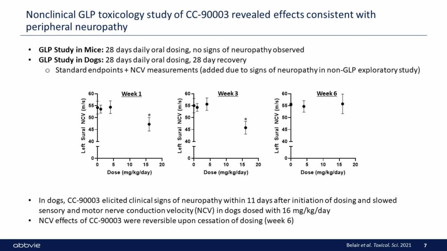And in addition to the clinical signs, the nerve conduction velocity of the sensory and the motor nerve at that dose level were significantly decreased during week 1 of dosing and week 3 of dosing. Notably, after dosing cessation, the animals did recover and the nerve conduction velocity returned to normal levels during study week 6.